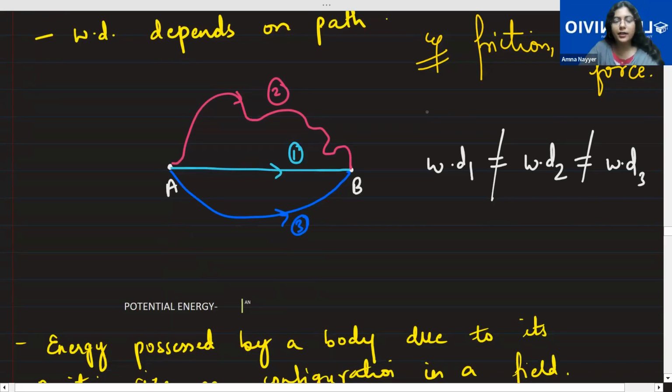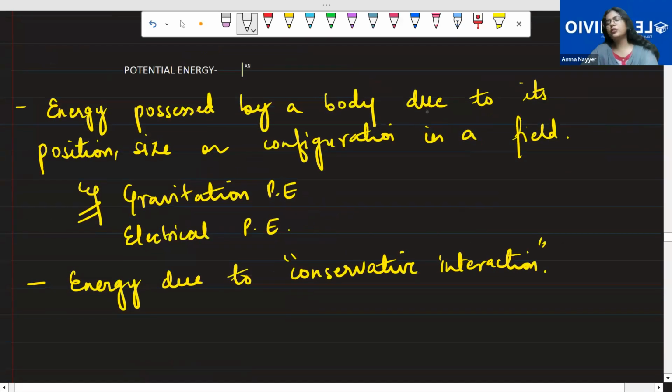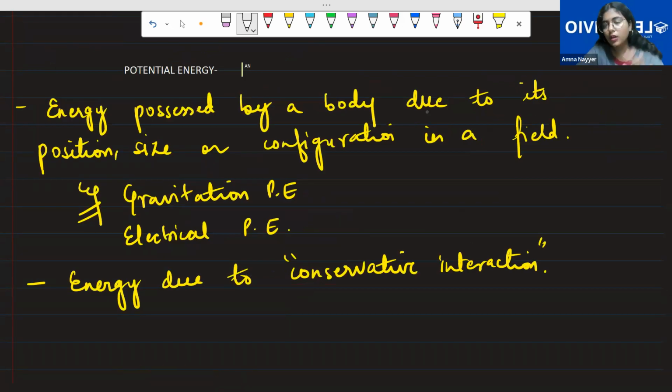Okay. See, coming to potential energy. In your lower classes, especially in your ninth class, you must have studied this. The concept of potential energy was there, and the definition said that it's the energy possessed by a body due to the change in the position, size, configuration or orientation of the body. This is the definition we usually study for potential energy.